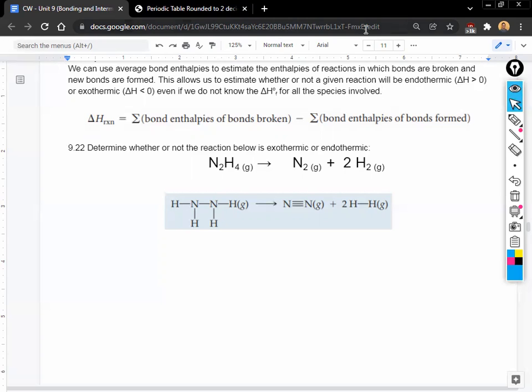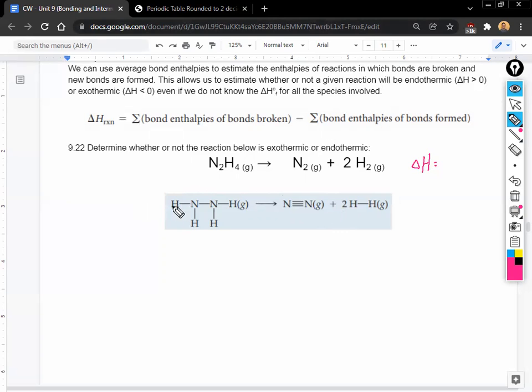All right, so let's take a look at an example just to see how we use it. Here we have an equation with the decomposition of N2H4. You have an N2H4 molecule, and it's breaking down into N2 and two separate H2s. Do you all see what's going on in the reaction? In order to find the delta H of this reaction, we need to figure out what bonds were broken and what bonds were formed.